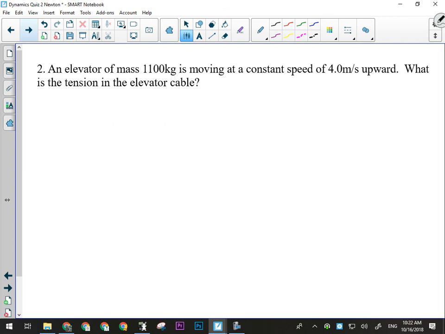And then we have an elevator question. And I warned you about this one yesterday. It's like C on number 13 from the worksheet from yesterday. It is moving at a constant speed. What does that mean? F net is 0. That is the most important thing that we have to realize in this question, is that the net force in this question is 0.